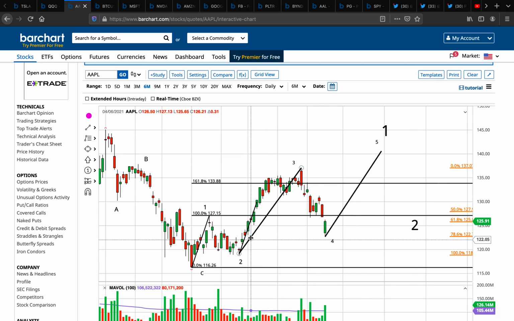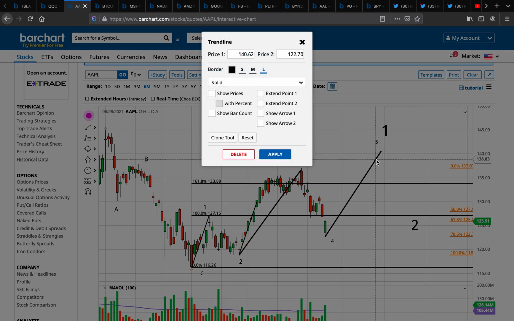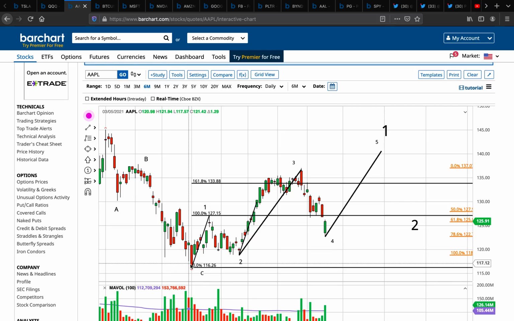The next level of interest to the downside is going to be this low of 118. So if Apple's above 118, I expect it will go the length of wave 3, placed at the wave 4 low, and that will take it to a wave 5 target of 140. From there, Apple would then have completed a very clear 5 waves impulse.